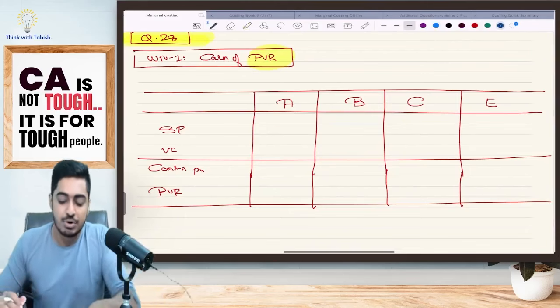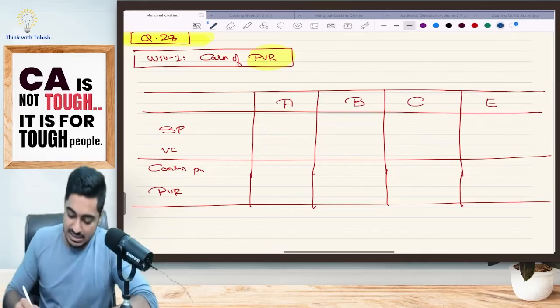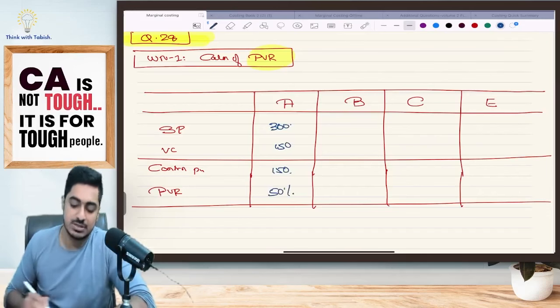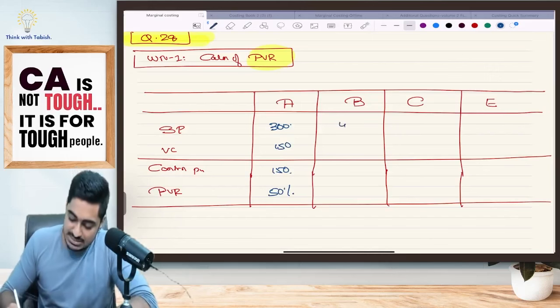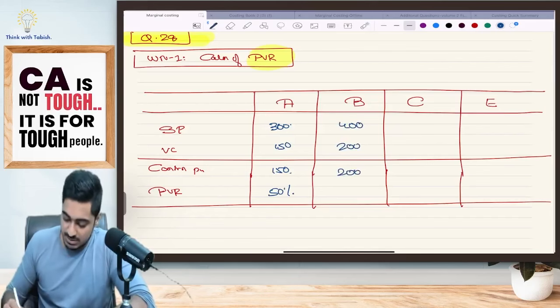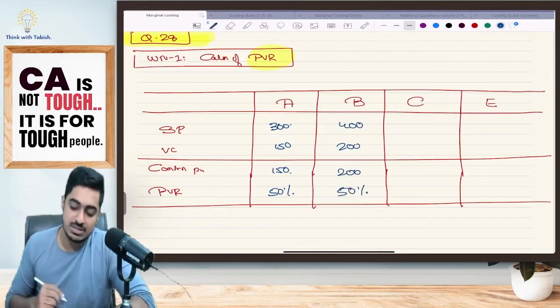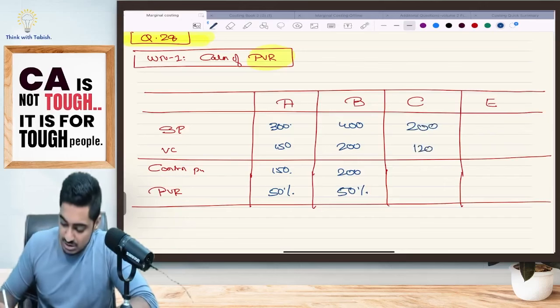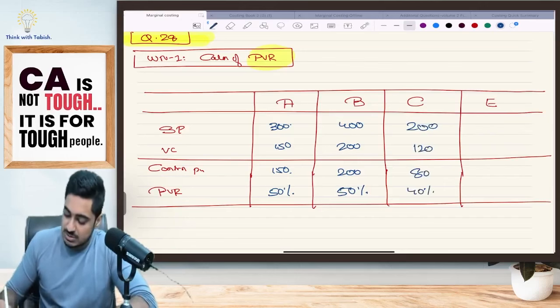Pay attention. Product A, at what price I am selling? 300 rupees. What is my variable cost? 150. That means what is my contribution? 150. What is my PV ratio? 150 on a sale of 300, 50%. Product B, selling price is 400, variable cost is 200, contribution is 200. What is my PV ratio? Again 50%. Product C, 200 is my selling price, 120 is my variable cost. That means 80 is my contribution. How much is my PV ratio?